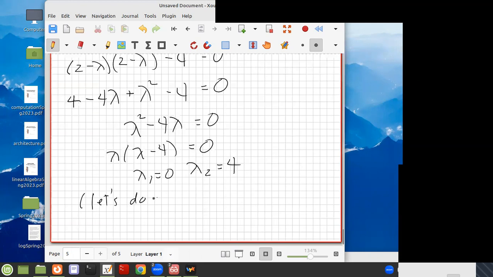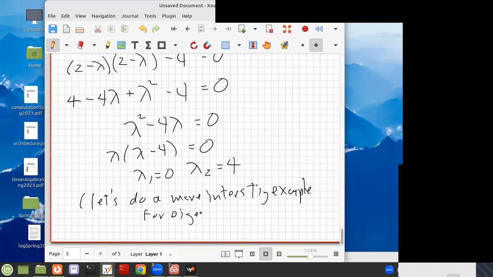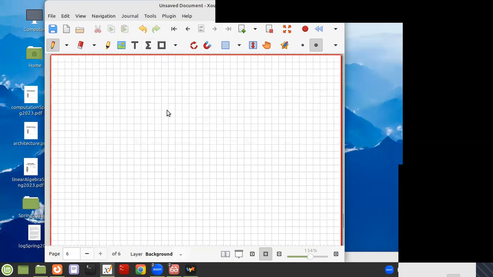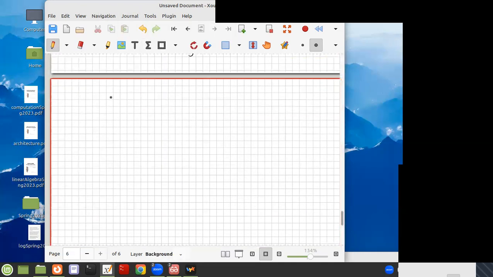Let's do a more interesting example for eigenvectors. Okay. Well, let's try, how about 1, 4, 2, 2 as our m, okay?